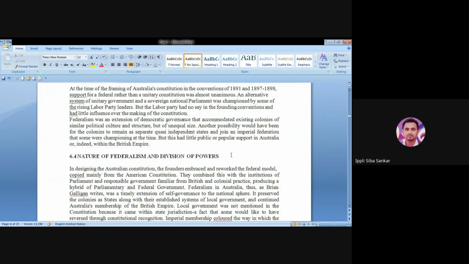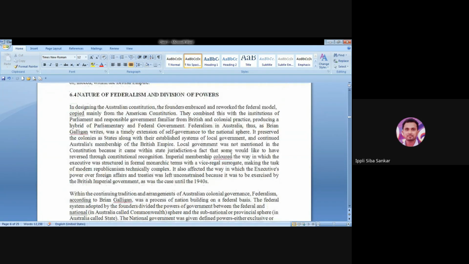Federalism was an extension of democratic governance that accommodated existing colonies of similar political culture and structure, but of unequal size. Another possibility would have been for the colonies to remain as separate quasi-independent states and join an imperial federation that some were championing at the time. But this had little public or popular support in Australia or indeed within the British Empire.